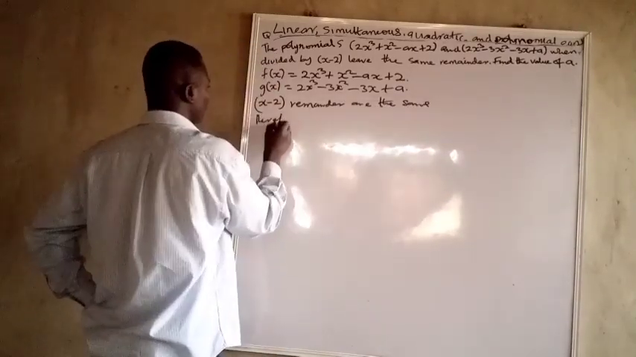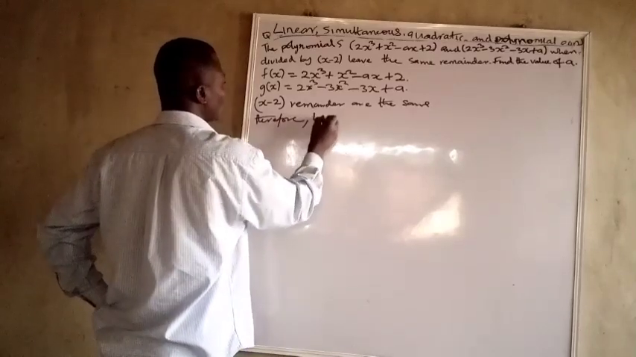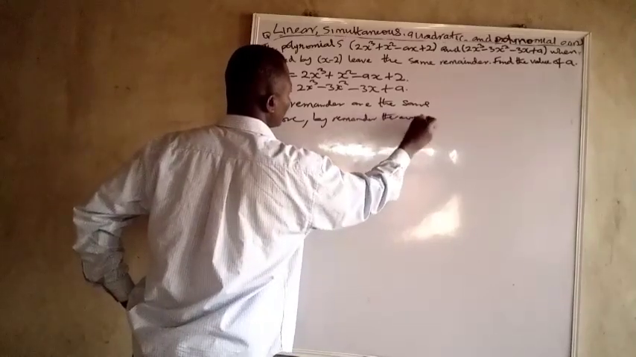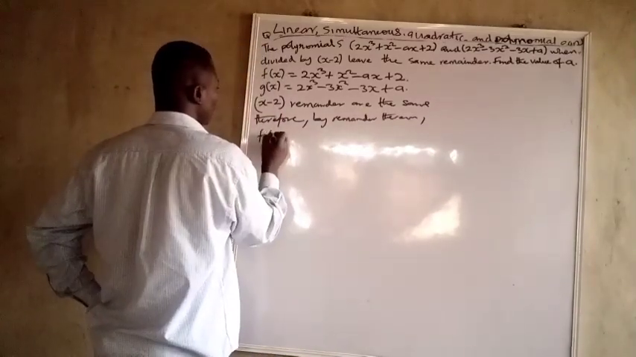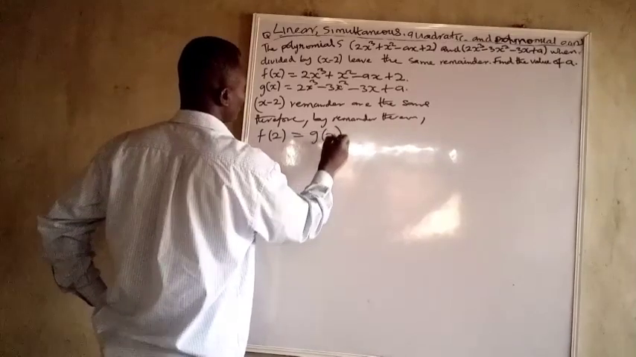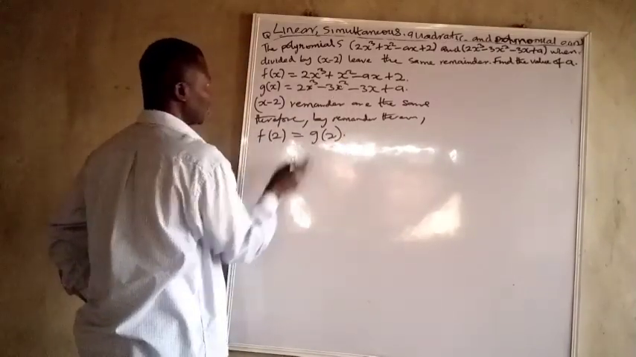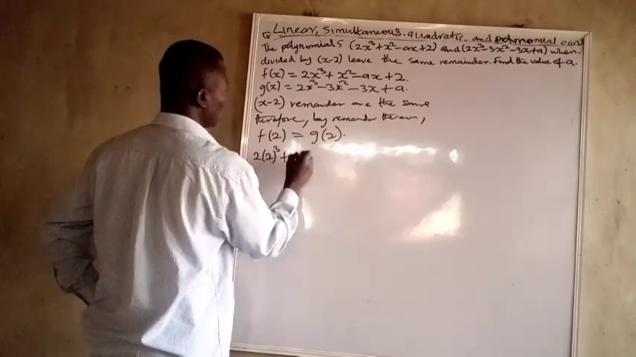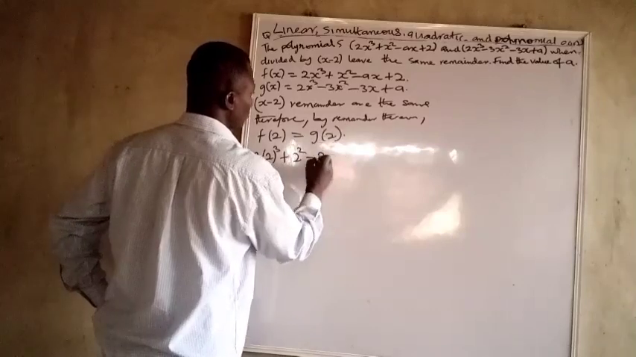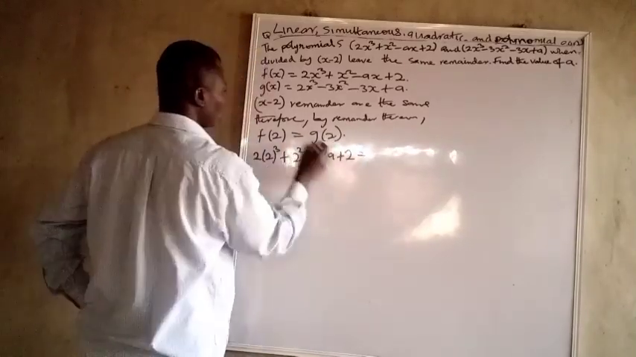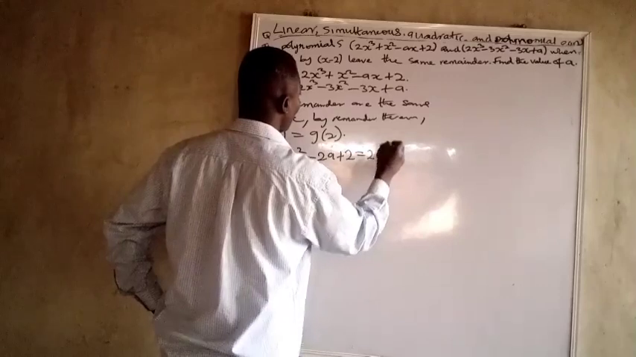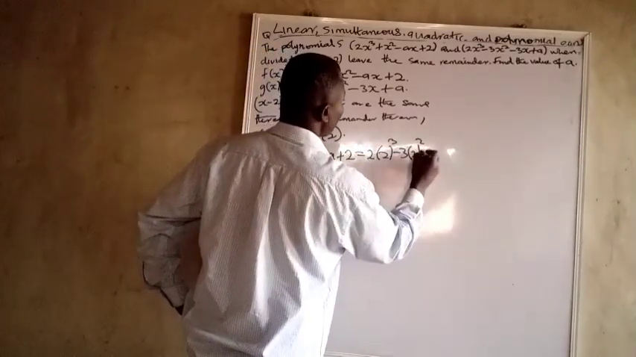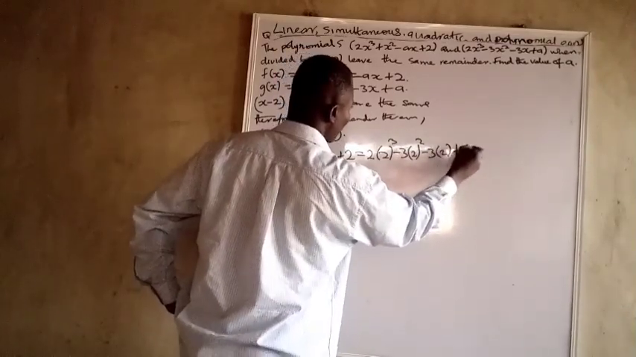Therefore, by remainder theorem, f(2) is equal to g(2). So let's now substitute 2 into the equations. So we have 2 into 2 cubed plus 2 squared minus 2a plus 2 is equal to 2 into 2 cubed minus 3 into 2 squared minus 3 into 2 plus a.